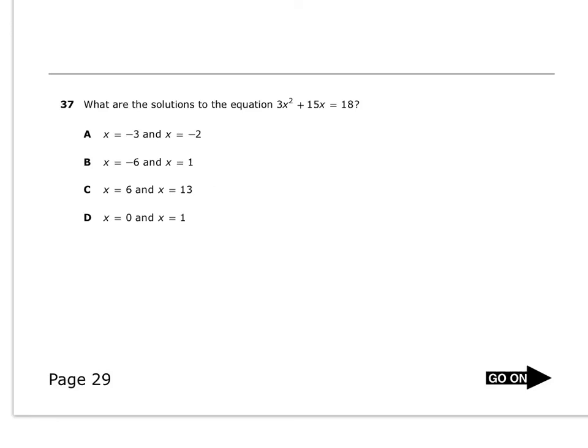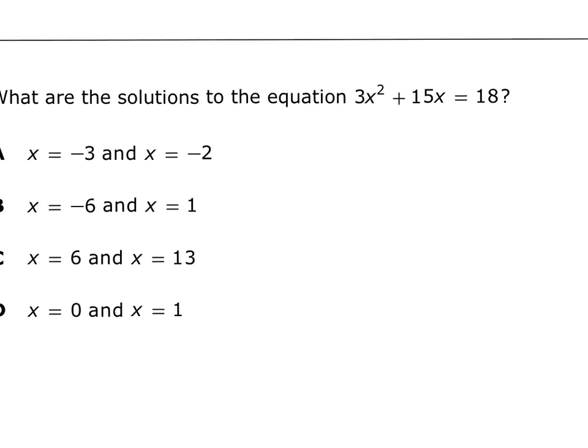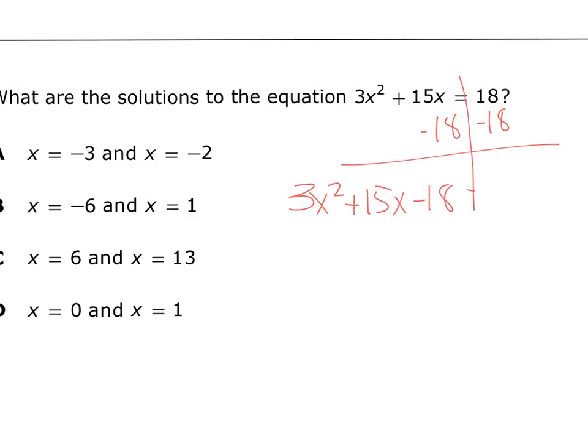And finally, number 37 wants to know the solutions to this equation. Now, there's a couple ways you can do this. If you're not comfortable with changing the graph, you can plug in the numbers into the x until you get the one that both of them give you an 18. However, I would rather this be graphed. I would take, for example, the 18, subtract it from each side, and you would get 3x squared plus 15x minus 18 equals 0.